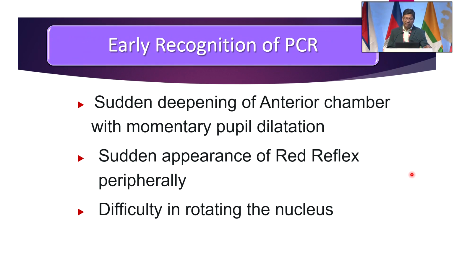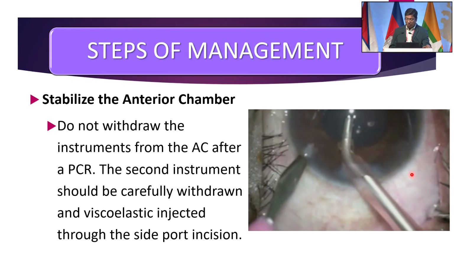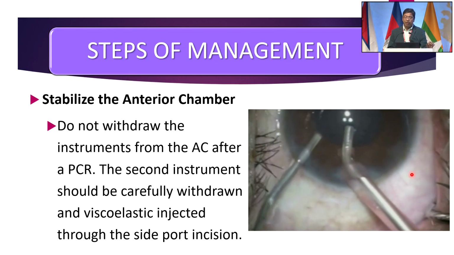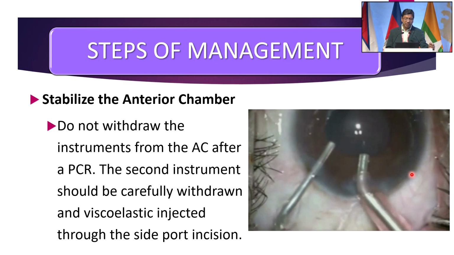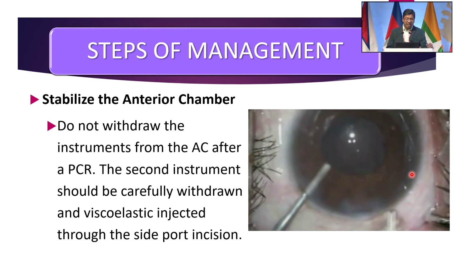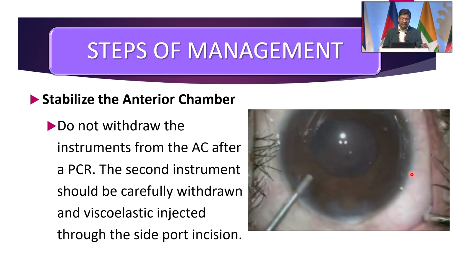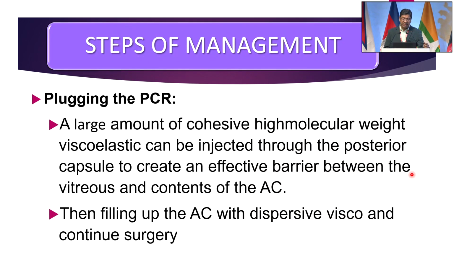Early recognition is an important step. Sudden deepening of antechamber with momentary pupillary dilatation is the key. Sudden appearance of red reflex peripherally and difficulty in rotating the nucleus are also signs to make you aware. Stabilizing antechamber is the first step of management once you see a rent. Do not withdraw the instrument from the antechamber after the rent. First, inject viscoelastic into the antechamber and then remove the phaco probe or whatever instrument is there in the antechamber.